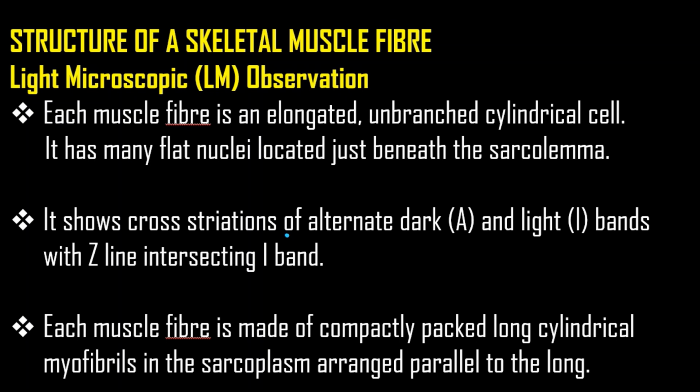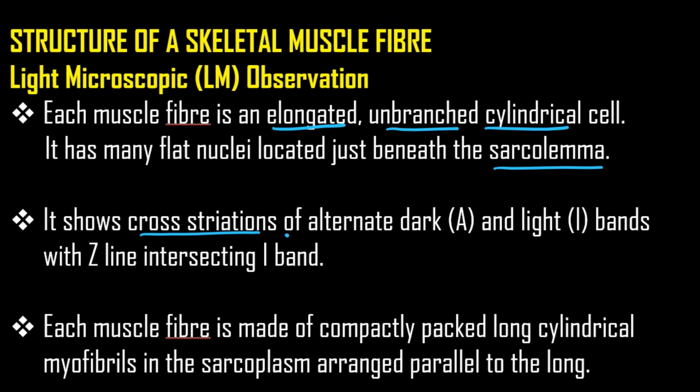So now let's look at the microscopic structure of a skeletal muscle. Each muscle fiber is an elongated, unbranched cylindrical cell. It has many flat nuclei located just beneath the sarcolemma. So we've already looked at that characteristic. It shows cross striations. One thing that is very important about skeletal muscle is that it is striated.